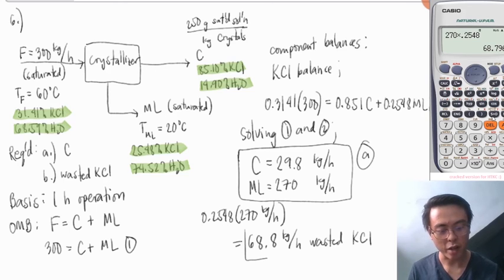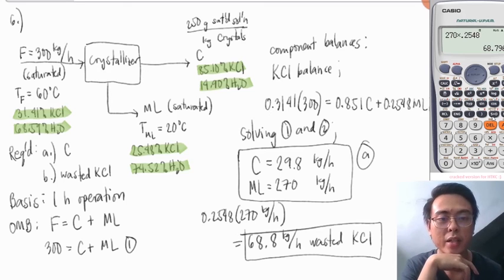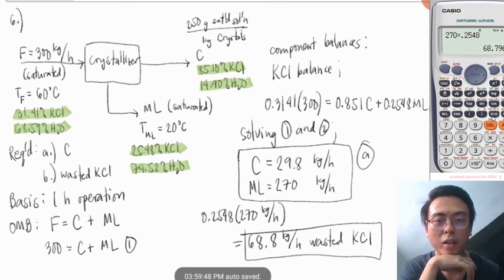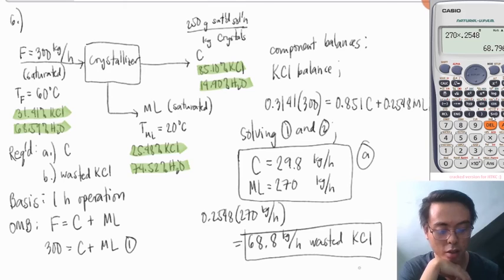If you take a look at this value, the wasted KCl is even bigger than the KCl that we have obtained from the crystals. The crystals is only 29.8 kilograms per hour. And it's not even pure KCl, it's only 85% KCl. So if you throw away the mother liquor, you are wasting a large amount of the KCl.